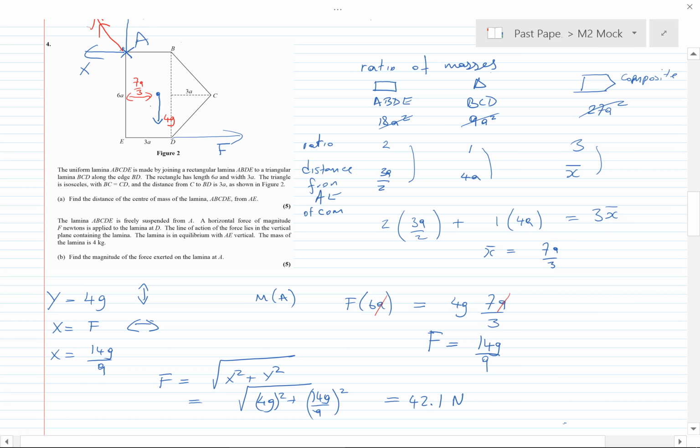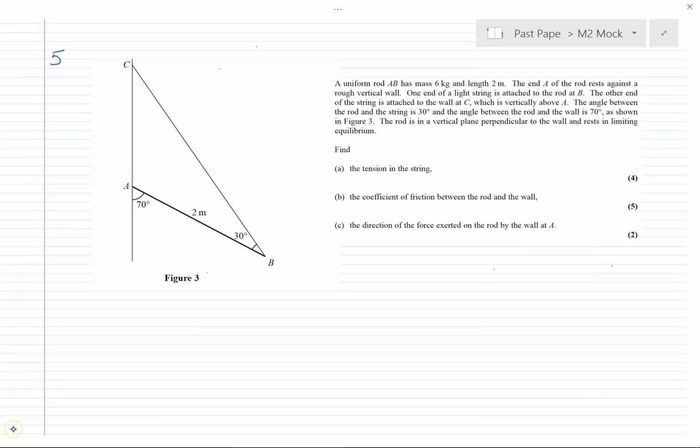Okay, so that's question 4. Now let's have a look at question 5. So here we have our statics question. We've already had a statics question with the lamina, but here is our uniform rod. It's going to come somewhere.